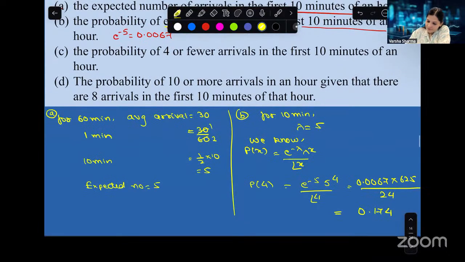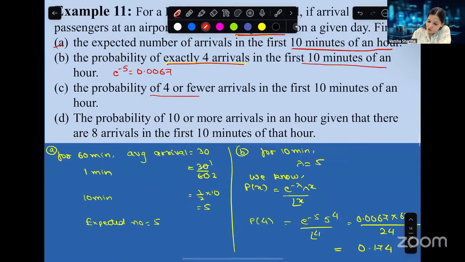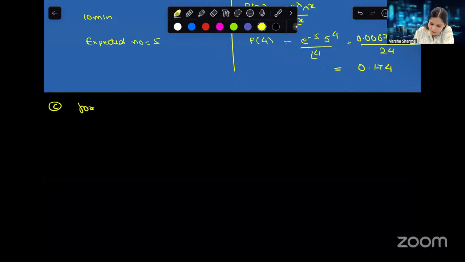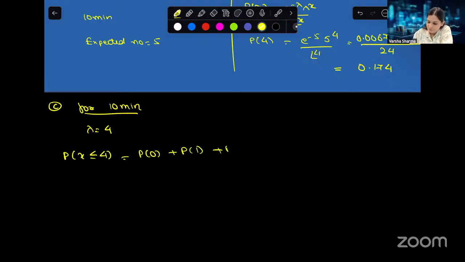Yes. Now, the probability of 4 or fewer arrivals in the first 10 minutes. Again, the sum is done for 10 minutes and we are finding the probability of 4 or less than 4, right? So part C, for 10 minutes, lambda is 5. We want to calculate X of 4 or less than 4. That means from 0 till 4. Taking e power minus lambda common.